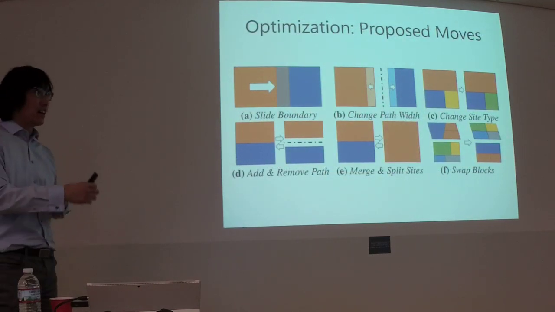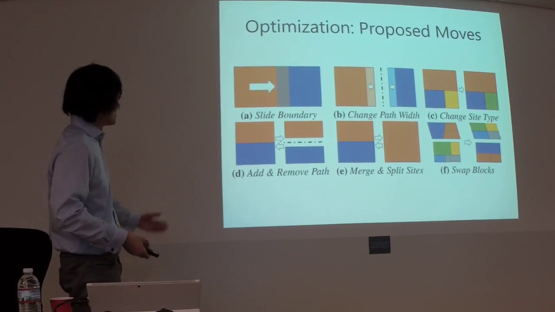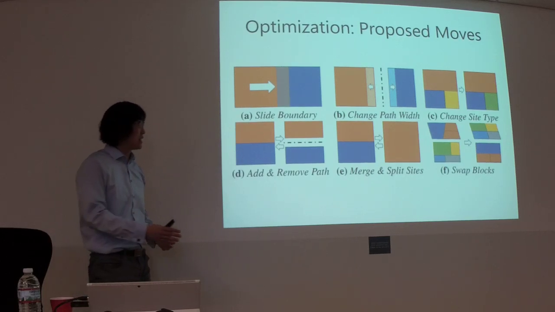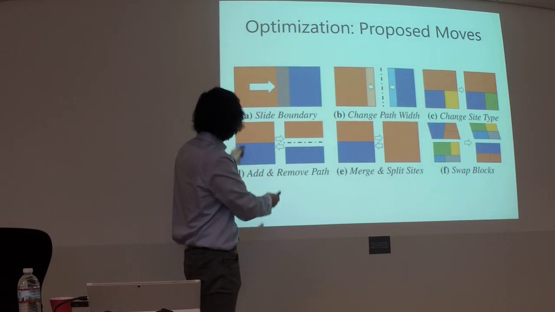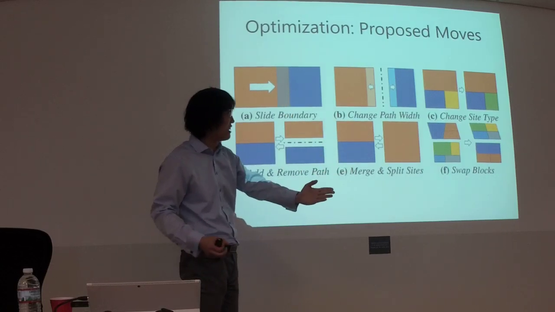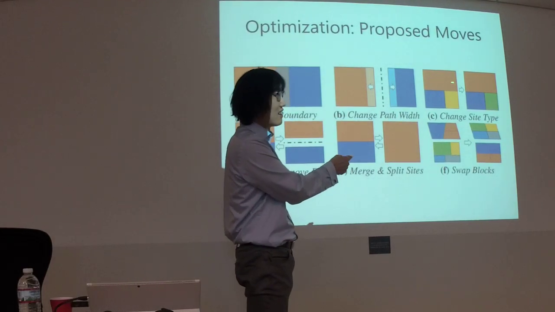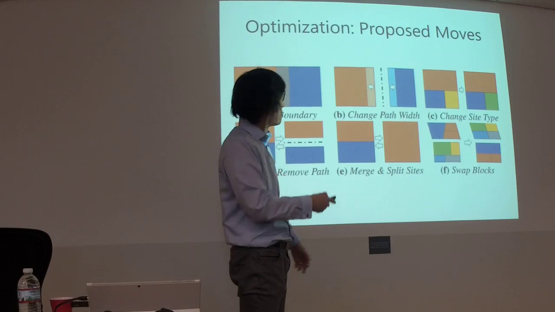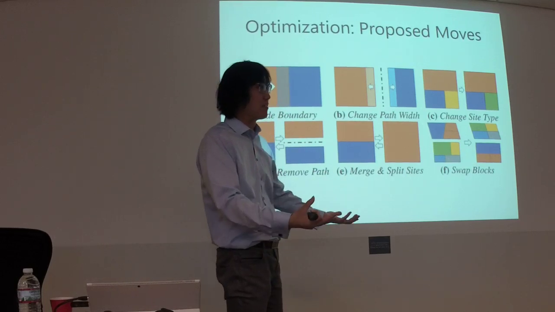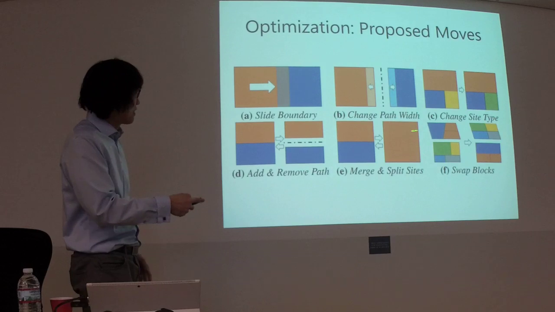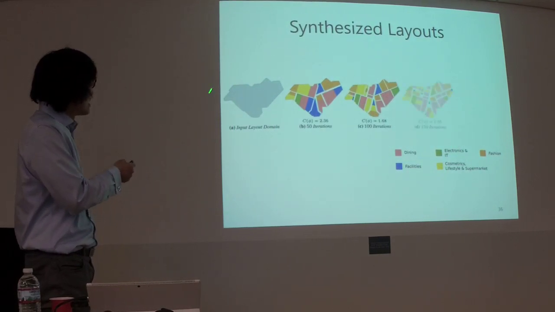So again, I apply the stochastic optimization similar to my previous work for optimizing the thing, but this time I am changing some other variables, right? Like I may slide the boundary of the layout. I may change the path width to be wider or narrower. I may change the type of the site that I assign, right? So maybe change the type from restaurant to a restroom and see what happens. I may add or remove a path, merge or split a site, or swap the blocks.